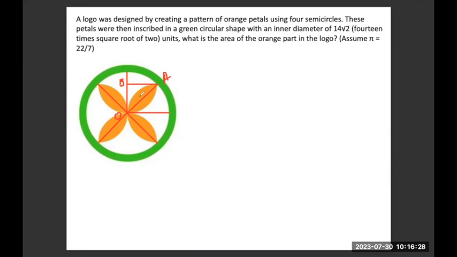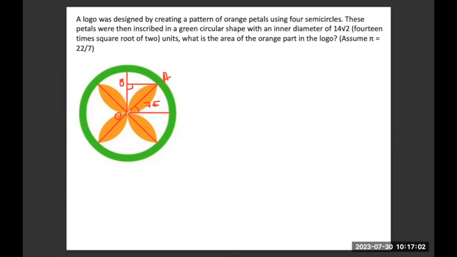diagram, all I know is the OA, the diameter is 14√2, which means the radius is 7√2. So OA value is given, which is 7√2, which is the hypotenuse in this case. The other thing which is given is this, of course, will be 45 degree. And this is 90 degree.